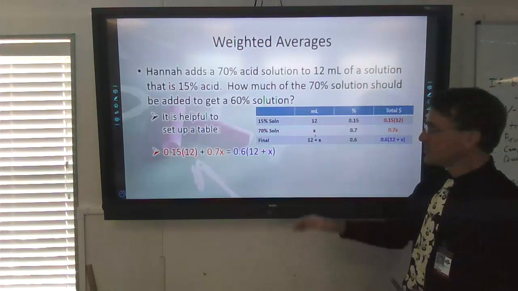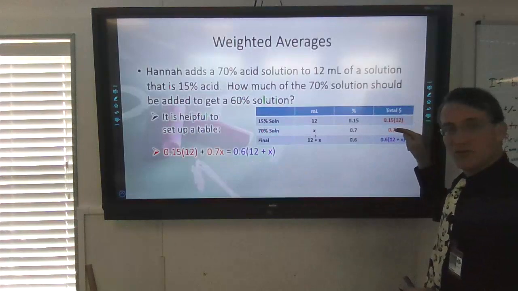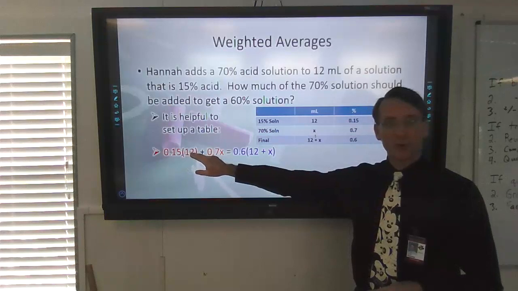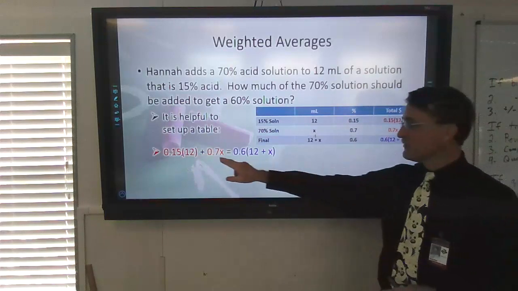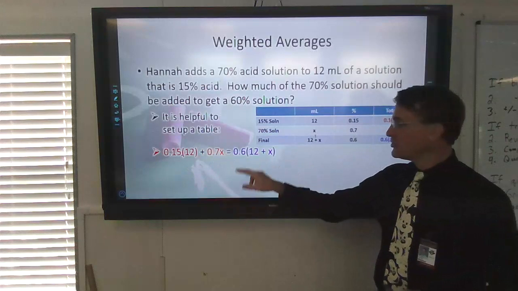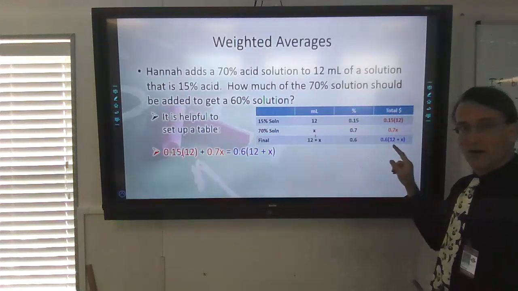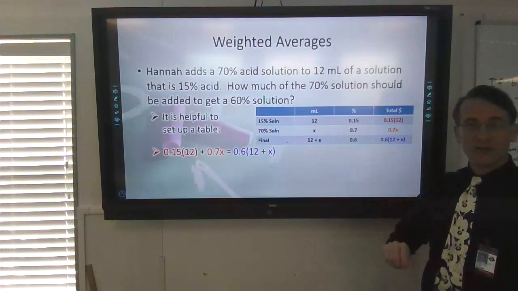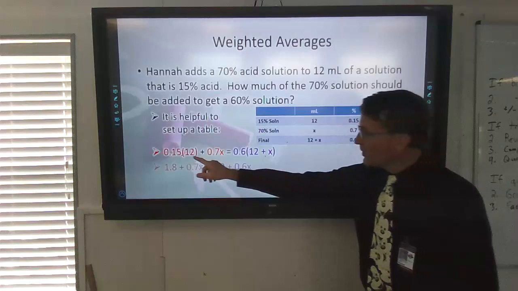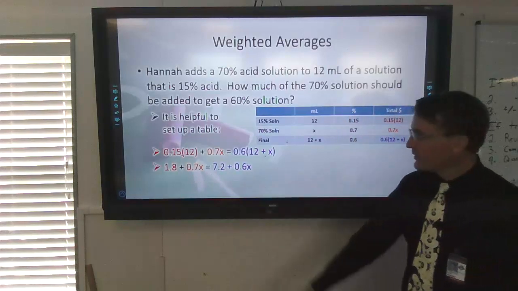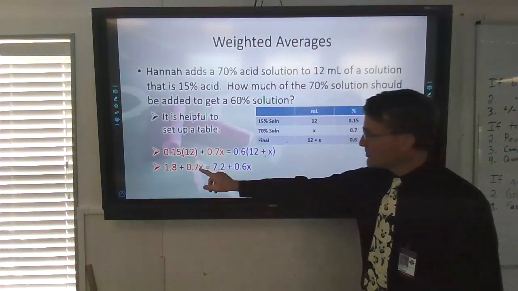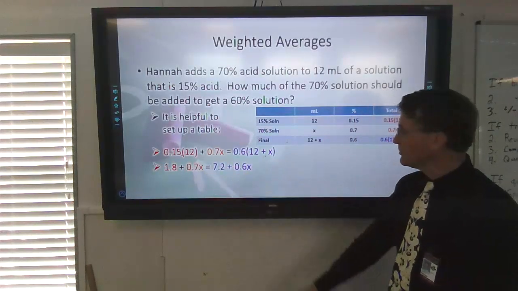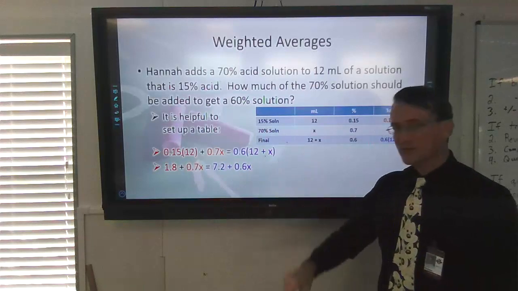My next step is to set up an equation. I want these two being added together to give me this final amount. So I have the 15% of the 12 milliliters plus the 70% of my unknown amount should give me 60% solution of the total amount, which is 12 plus whatever I add to it, the x value. If I distribute this and I multiply the 15% and the 12, I get 1.8 there, plus the 0.7x is equal to 0.6 times 12 is 7.2, and 0.6 times x is 0.6x.